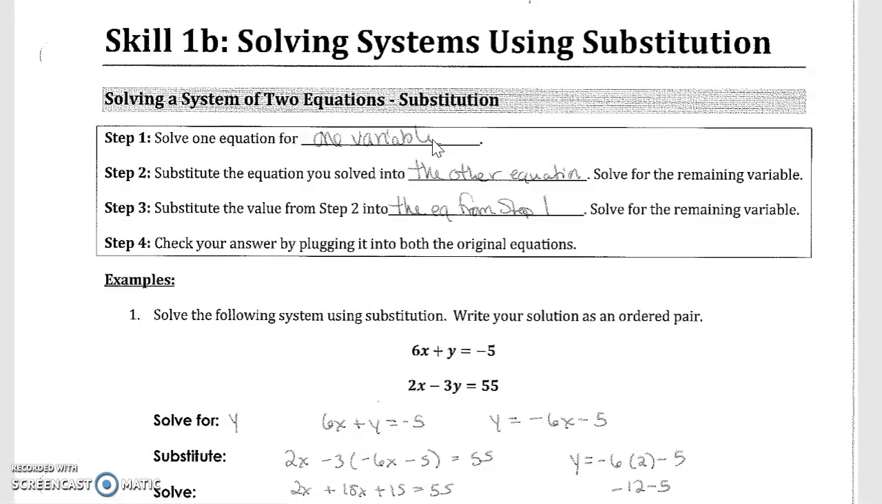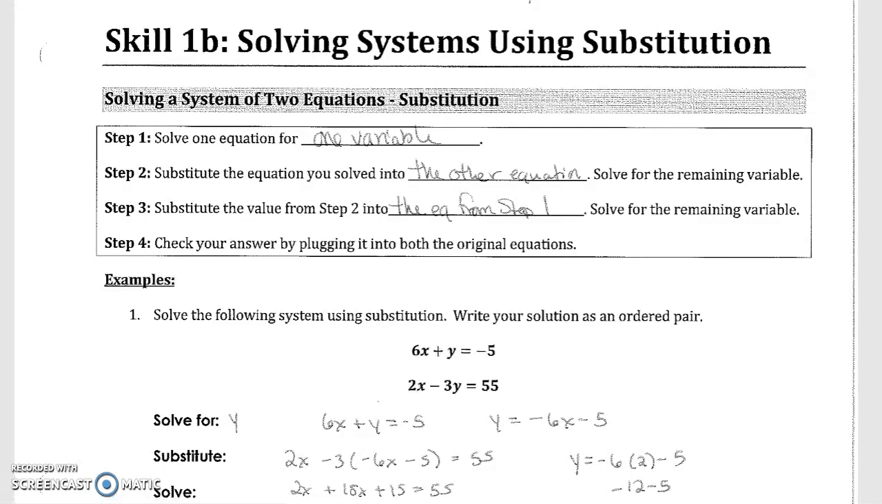Number 2, here's your first substitution. You're going to substitute the equation you solved into the other equation and solve for the remaining variable. So if you solved equation 1 in step 1, then you plug it into equation 2. If you solved equation 2 in step 1, then you plug it into equation 1. So in step 1 and step 2, you need to be using different equations. You can't plug it into itself.